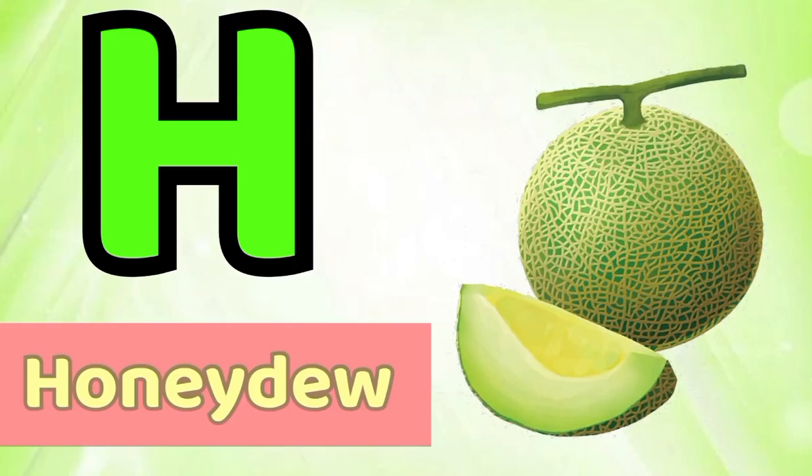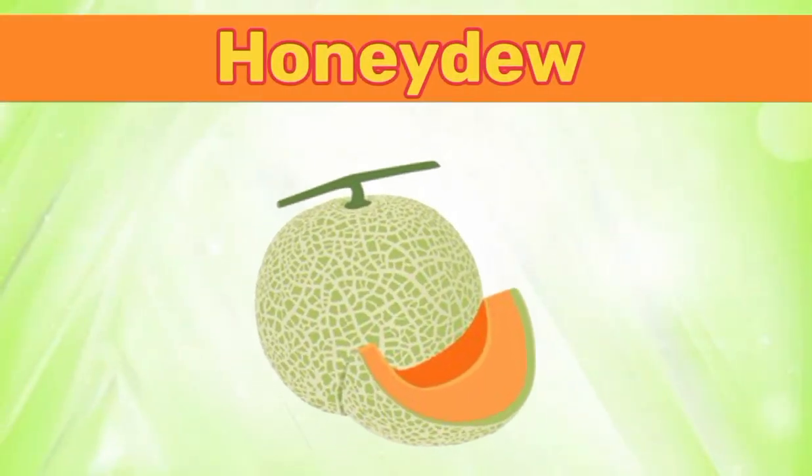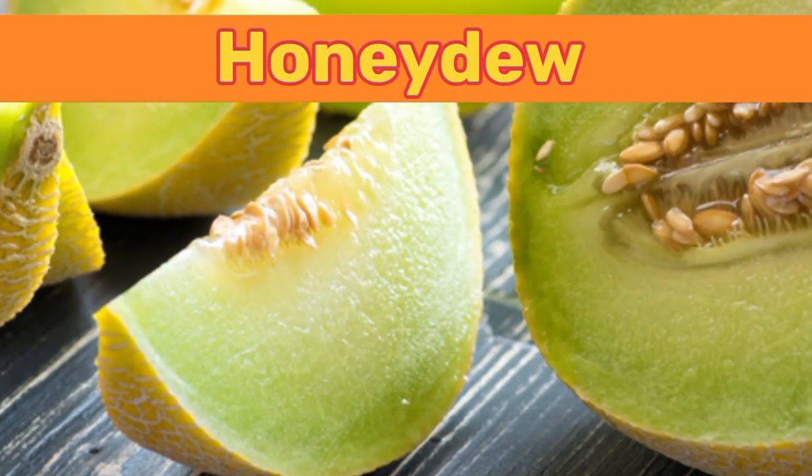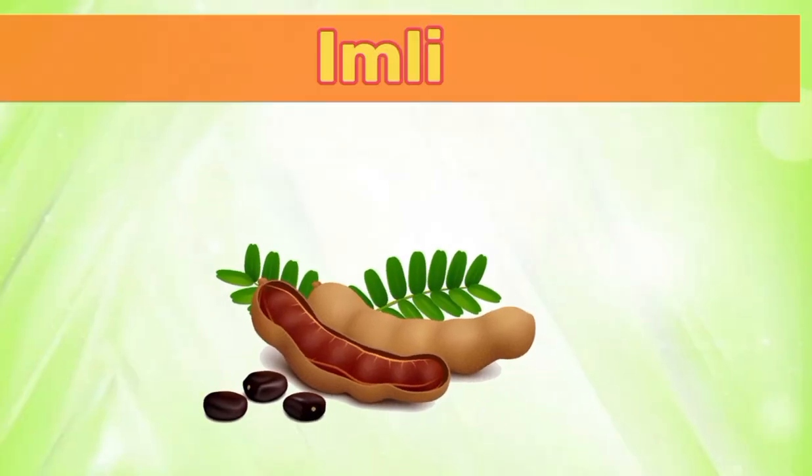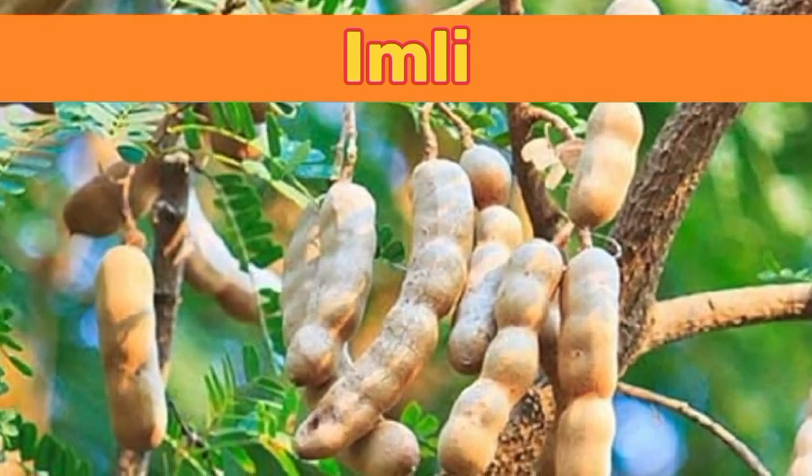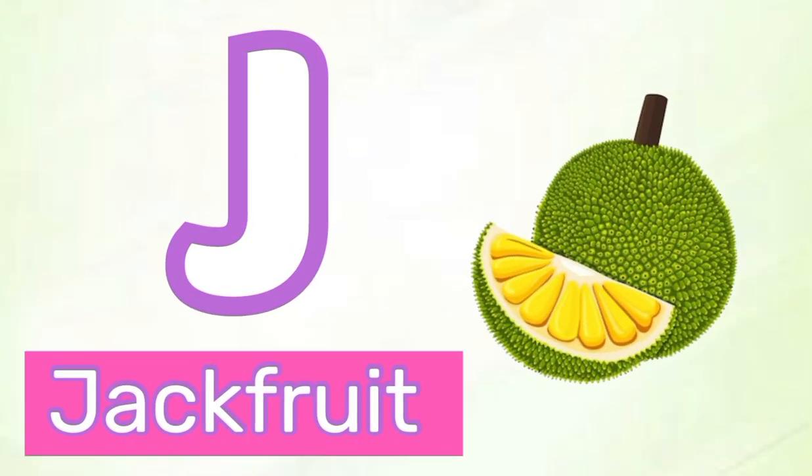H for honeydew. Look, melon is light green. I for imli. Imli is tangy. J for jackfruit.